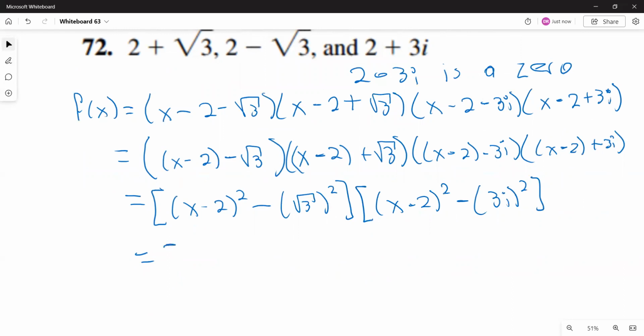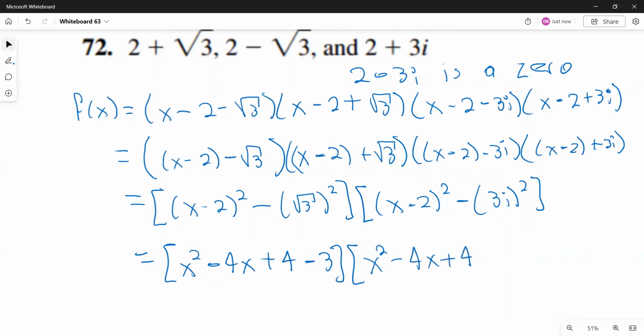x minus 2 squared is going to be x squared minus 4x plus 4, minus square root of 3 squared is going to be 3. x minus 2 squared, that's again x squared minus 4x plus 4. And 3i squared is going to be 9i squared. So that's 9i squared. But we know that i squared is negative 1. So that will become plus 9.